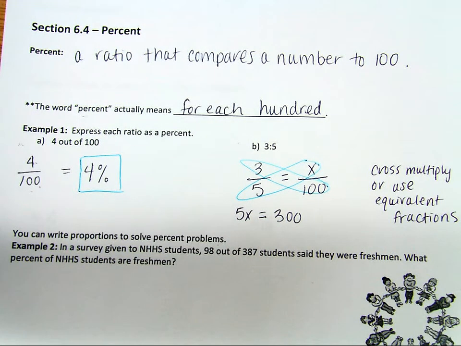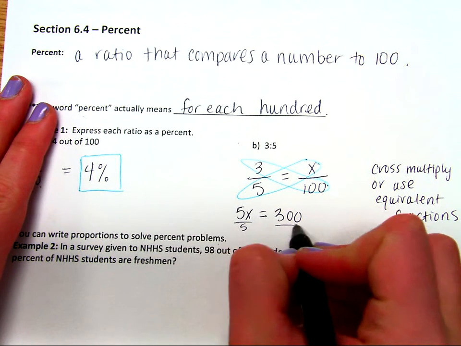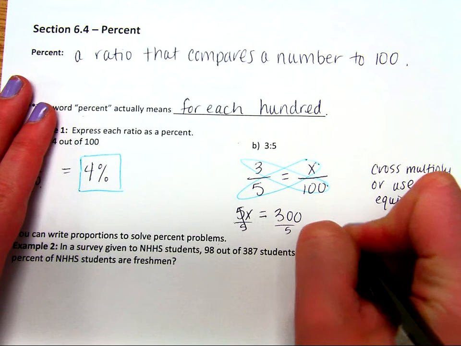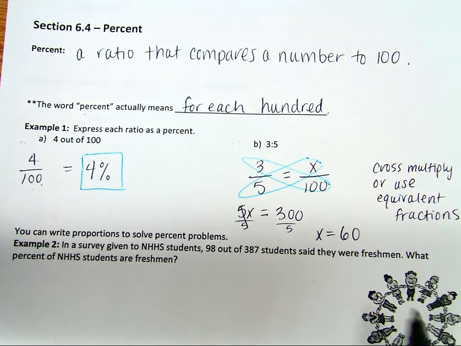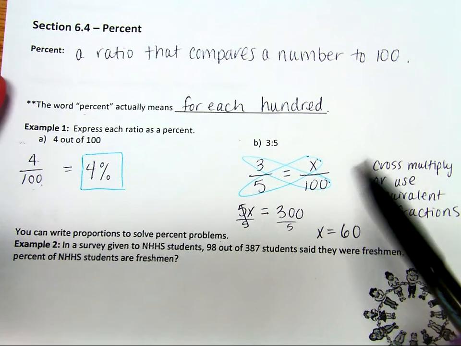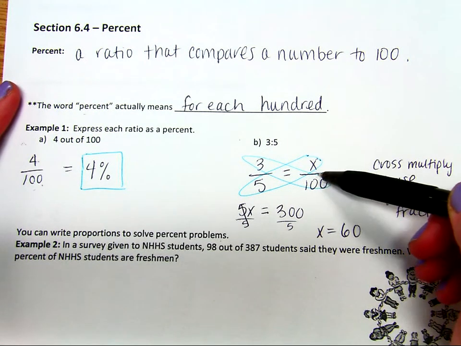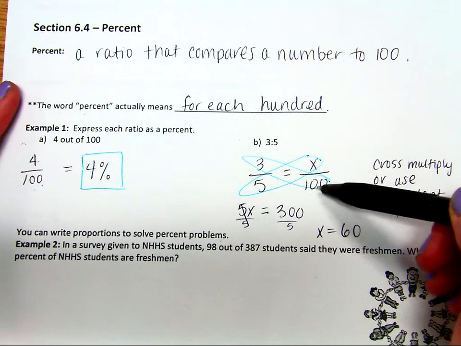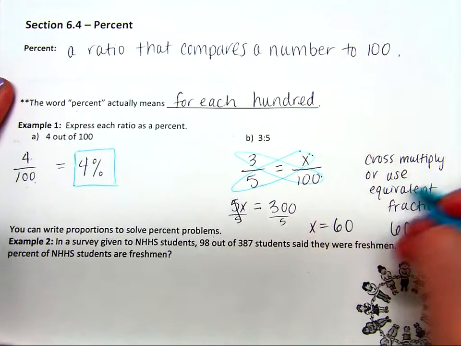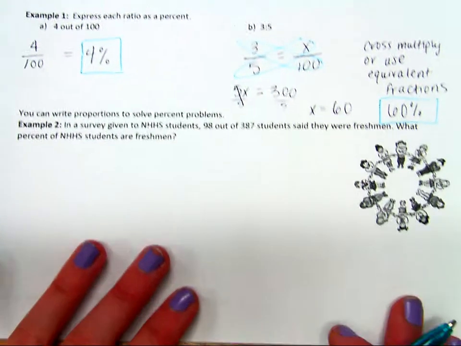Now I have a one-step equation, so I just need to divide both sides by 5. 300 divided by 5 is 60. So x equals 60. Now it's asking for an actual percent. So now that I have 60 over 100, that is a ratio of a number compared to 100. So my answer is actually going to be 60%, because 60 out of 100 is 60%. That's example 1.